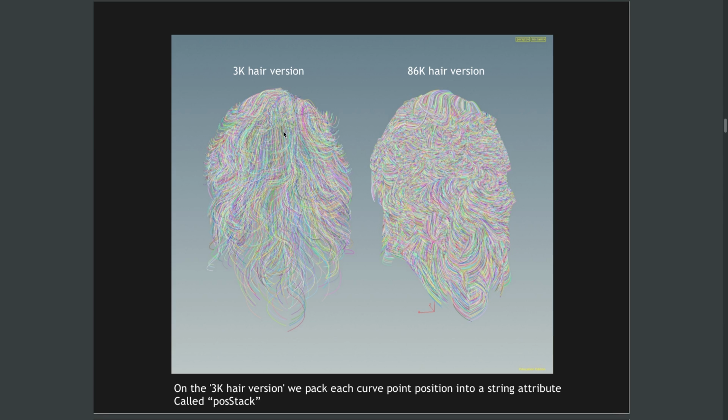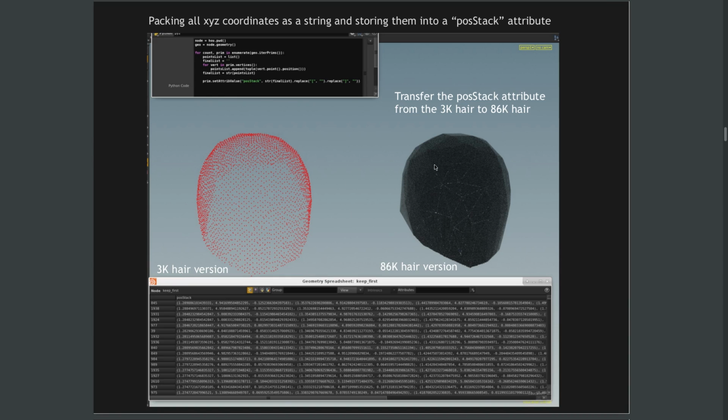We can transfer that information from these curves into the high-res version. And the easiest way to do the transfer is to delete all the points except the roots, because this will give us the best result. And so this is the 3K version, and with that string attribute, once I have it as a one point attribute, I can delete all the points and still have my attribute. So this point here has that string attribute, and we know how the curve looked like before. So we have all the details that we need about the curve.